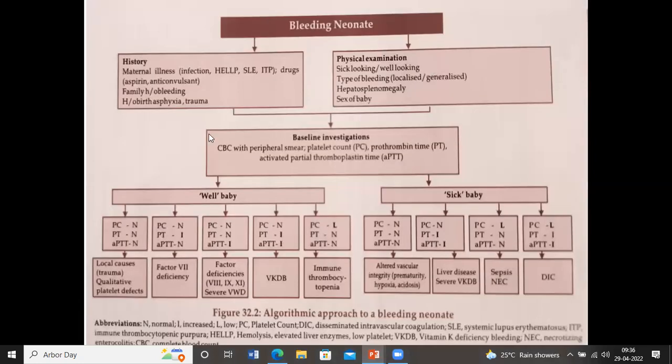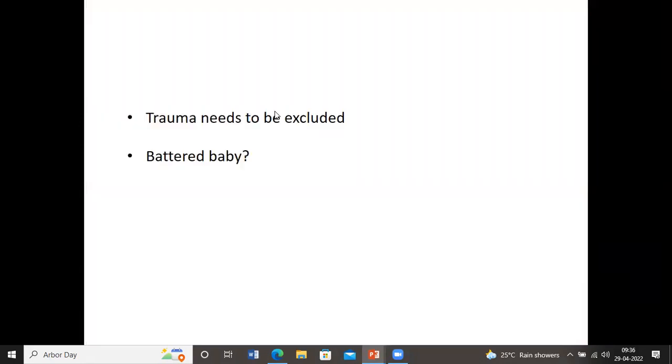So this is basically what we discussed in detail. I'm not going through this again, but again, always remember to take the history of the mother for ITP, drugs, and family history of bleeding and trauma, etc. Again, we need to always remember about battered baby syndrome. Whenever something doesn't fit right, we have to remember that this is one possibility, and we have to rule out battered baby syndrome as well.